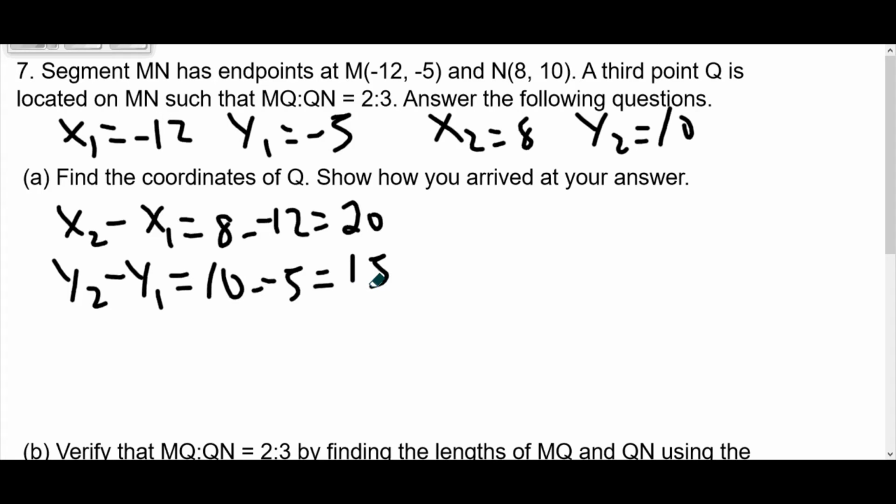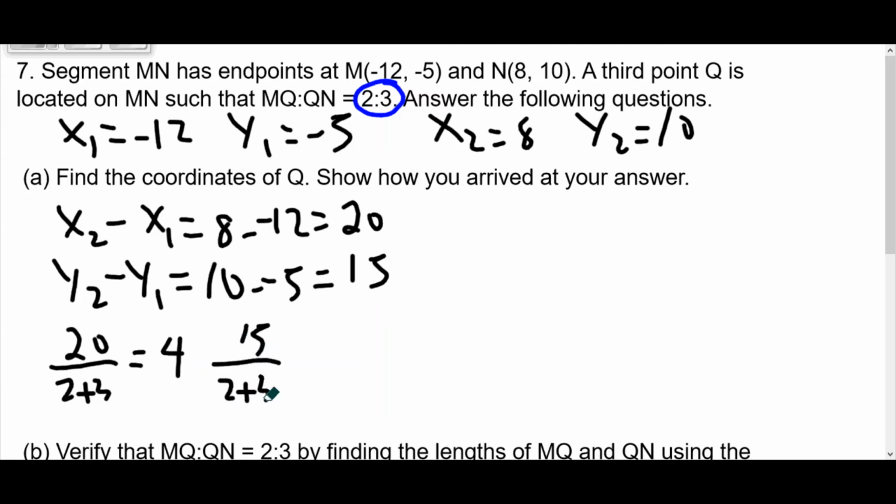And so now we're going to divide each of those by our sum of the parts, 2 plus 3. So we have in this case 20 over 2 plus 3 is equal to, well, 20 over 5 is 4. And we have 15 over 2 plus 3. 15 over 5 is equal to 3.